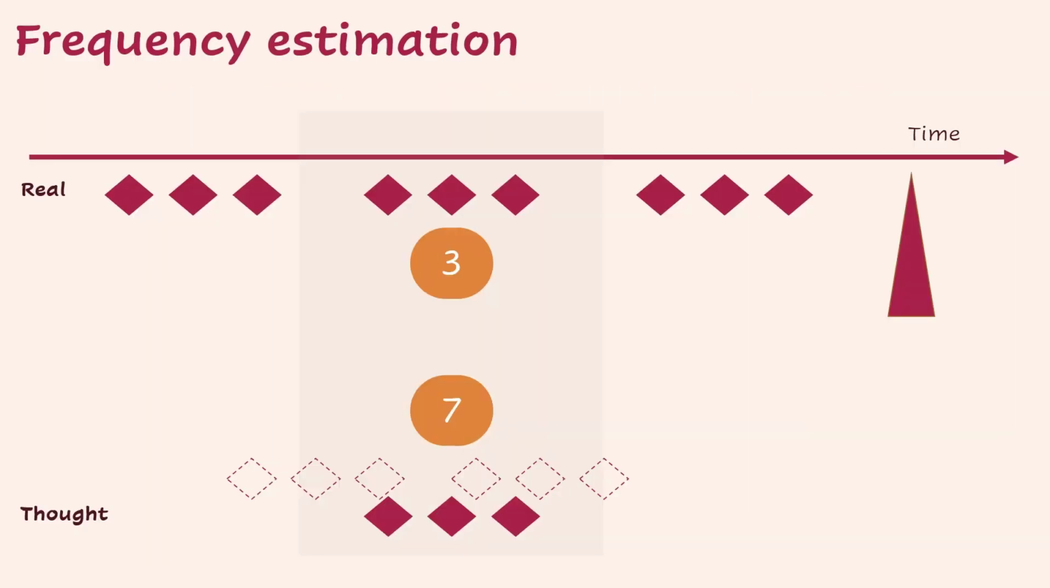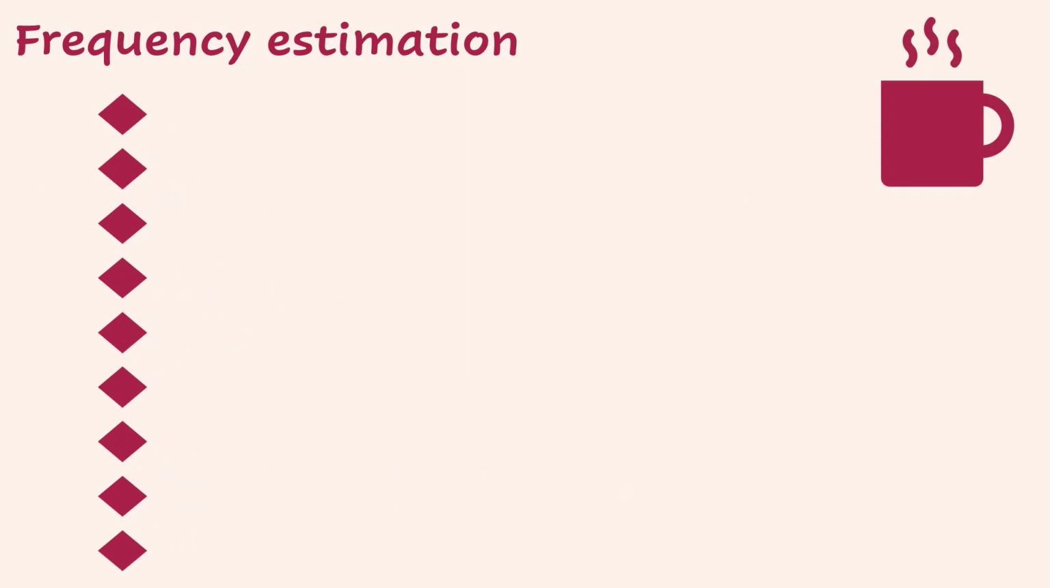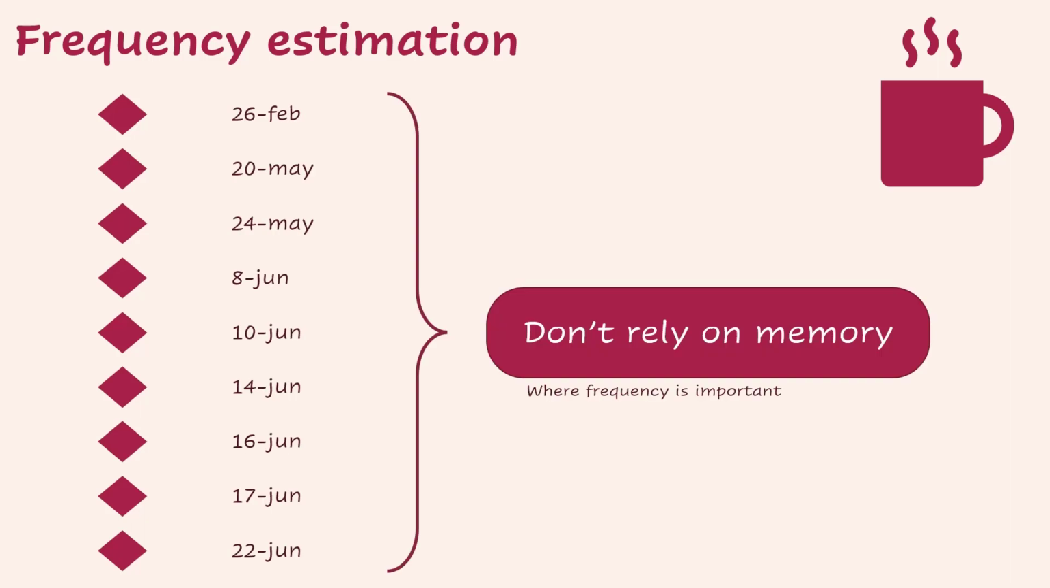Another impact is frequency estimation. When we're asked to provide frequency counts of a certain event, we are drafting a time frame and then trying to date events and locate them versus that time frame. After that, they would be counted. Telescoping would make you overestimate the frequency counts. This is what happens to me when I estimate the number of times that I go to a coffee shop. Don't rely on your memory, where frequency is important. For important things, keep a daily log of your activity.